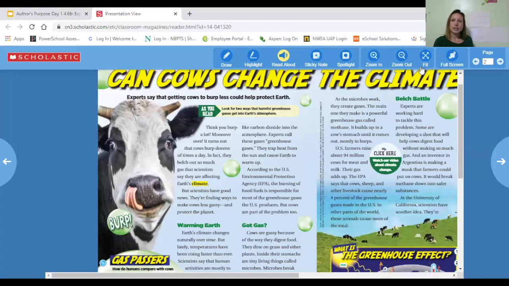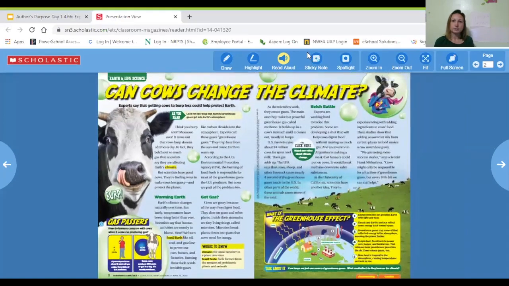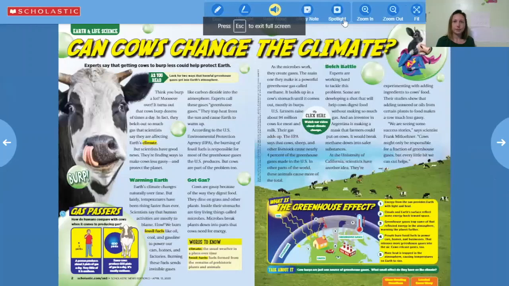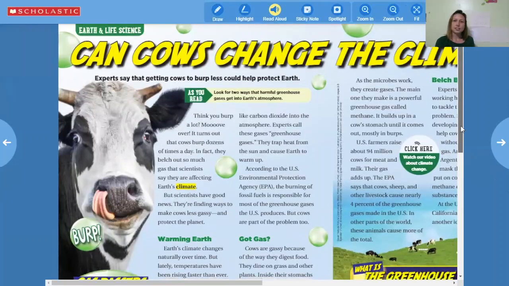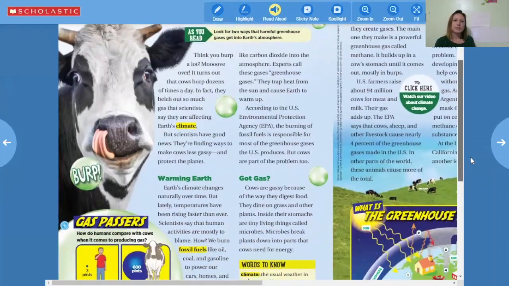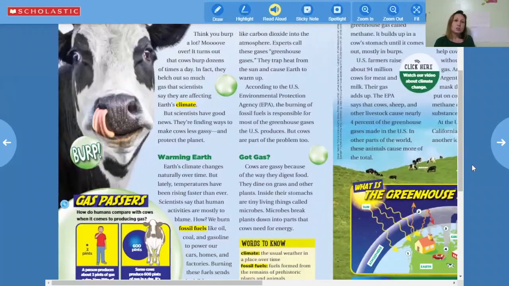So can cows change the climate? We're going to blow it up here and zoom in. So listen as I read. Can cows change the climate? Think you burp a lot? Move over. It turns out that cows burp dozens of times a day. In fact, they belch out so much gas that scientists say they are affecting Earth's climate.